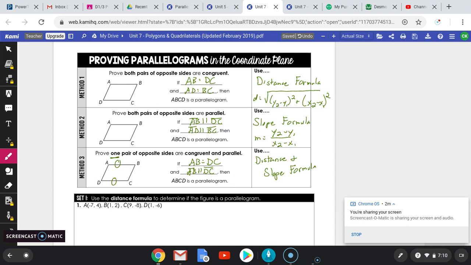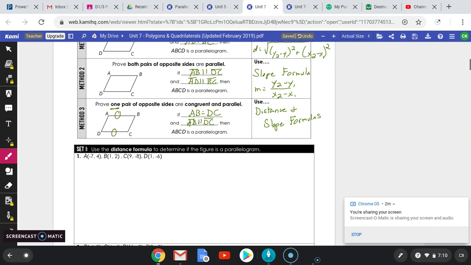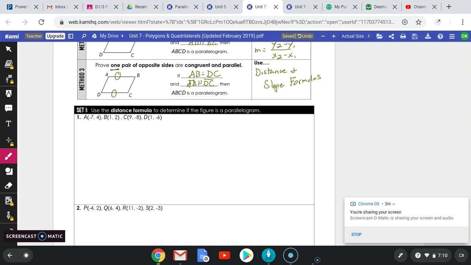So let's look at an example of each type of method just to see how it works. I will forewarn you, this is just a little bit tedious. So first one, number 1, says use the distance formula to determine if the figure is a parallelogram. With any of these problems, the first thing you want to do is draw your potential figure.